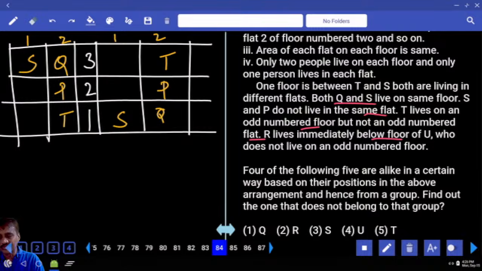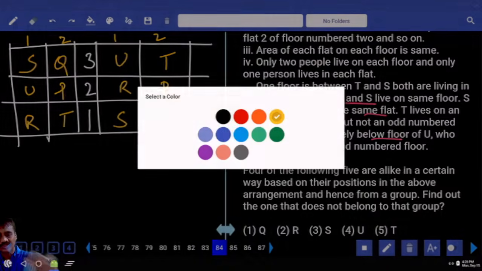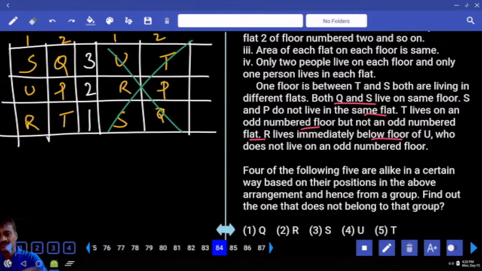U is on an even number floor, and so U is here. Then R lives immediately below U. Now U and R must be like this. Is it possible? Because U cannot be on an odd number floor, this case is ruled out. Now we are left with this case.